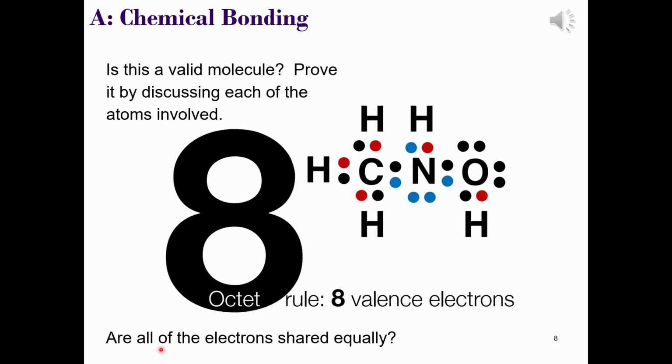However, this does not mean that all of the electrons are being shared equally because of differences in electronegativity. So the electron density around each atom is different, and we'll talk about this in the later half of the lecture.